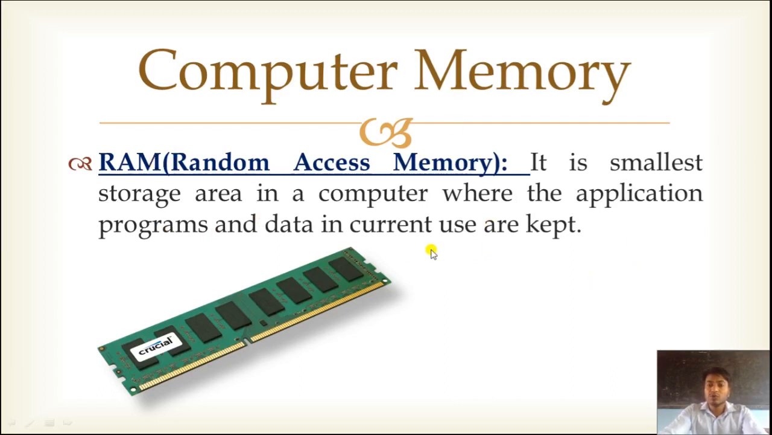One more example. Suppose you are typing a letter in Microsoft Word. Whatever you are typing is stored in RAM. Unless you store it in a secondary storage device, it will be in random access memory. Now this random access memory is also called volatile memory. Why is it called volatile memory? When you turn off the computer, the data stored in RAM will be lost. That's why it is called volatile memory. Understood?